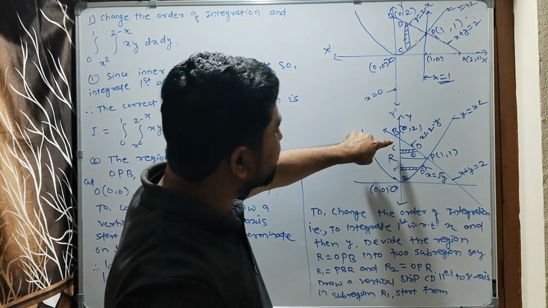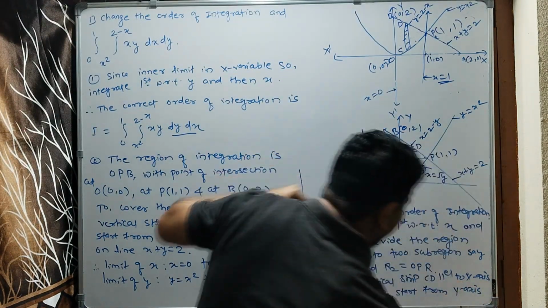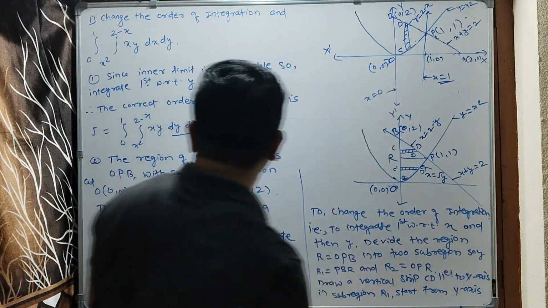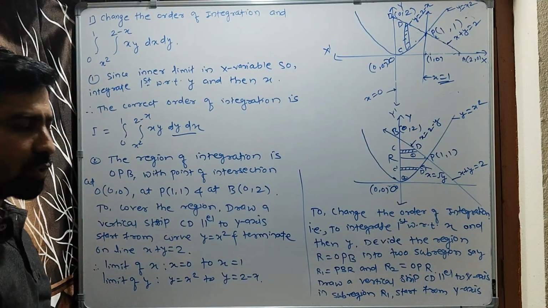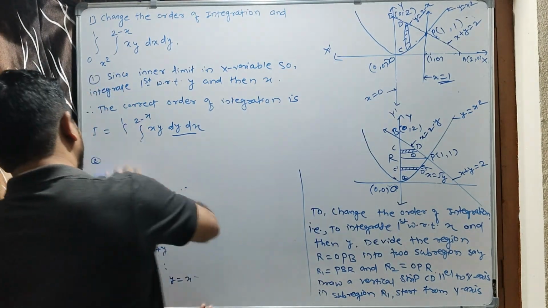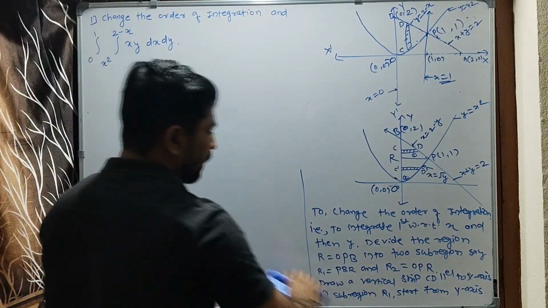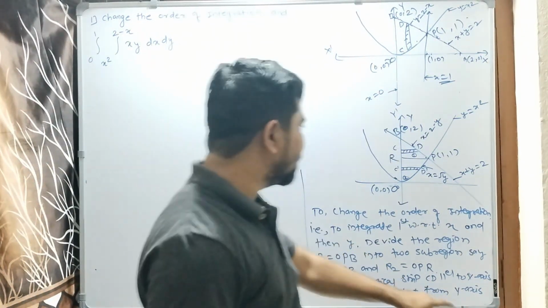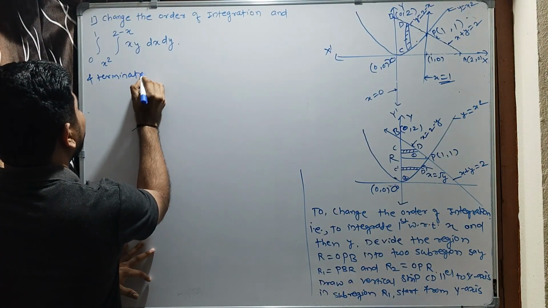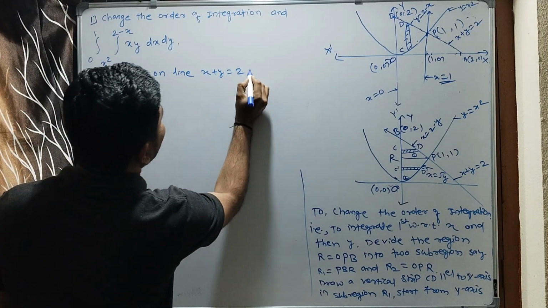My strip CD starts from the y-axis and terminates on the line x plus y equal to 2. So here I will write: my strip CD starts on the y-axis and terminates on the line x plus y equal to 2.